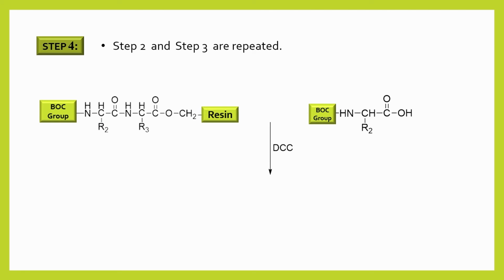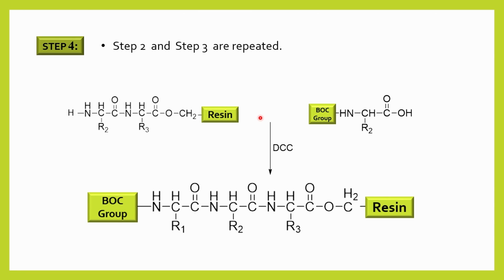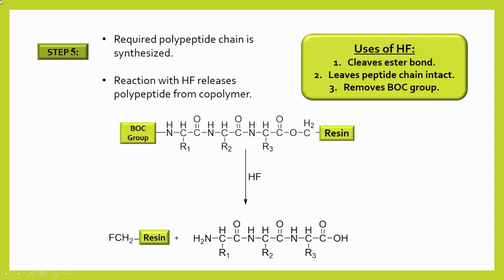So we'll have a quick recap of repeating step 2 and step 3, because that is what step 4 is. In step 2, we removed the Boc group so that another Boc-protected amino acid could react with it. Step 3 was to react the free amino group with the Boc-protected second amino acid. In this way we can see that the third amino acid got incorporated in our chain, making the tripeptide that we wanted to make. In the last step, which is step 5, we synthesize our required polypeptide chain.